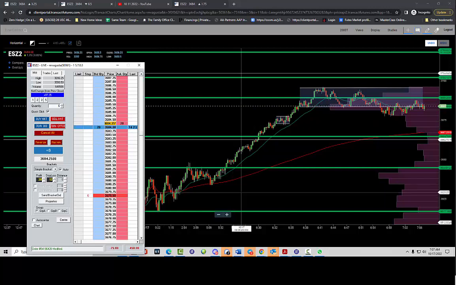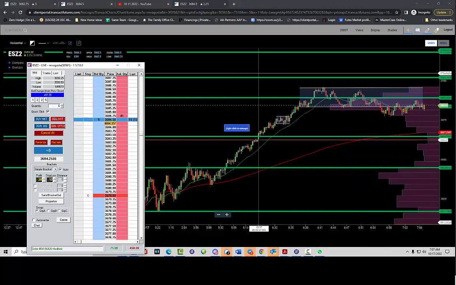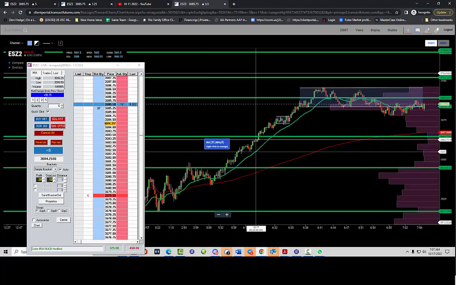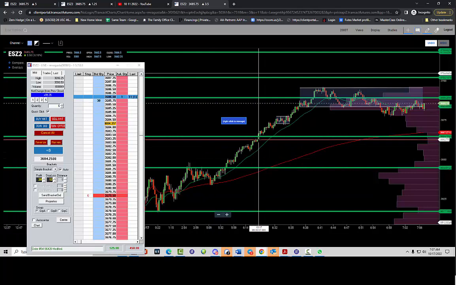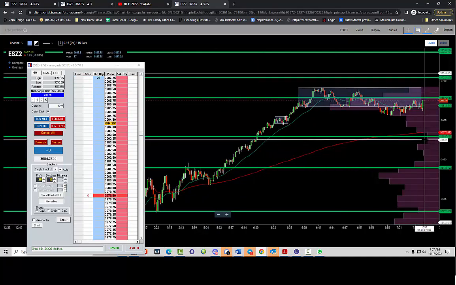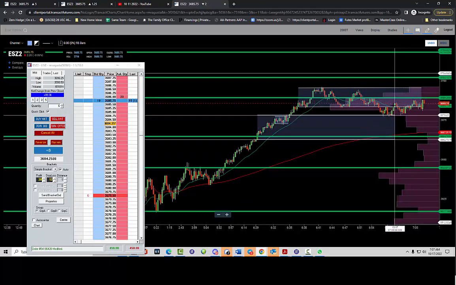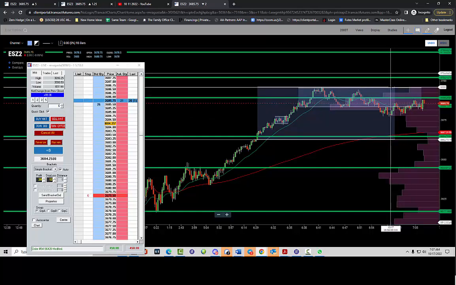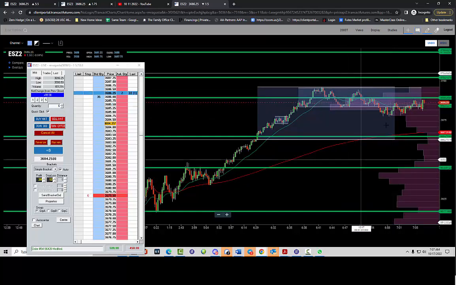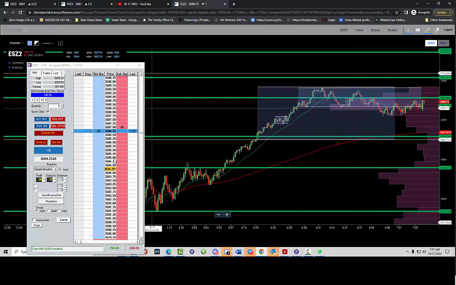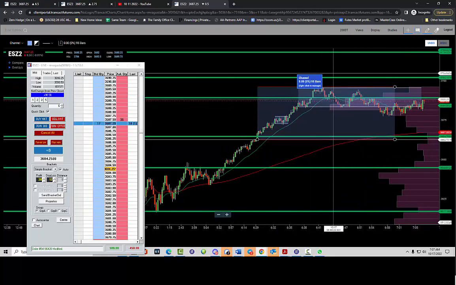A lot of times what I'll do is I will take a drawing tool and just measure about half of the OR. And look at that. Do you see that? I use the 15-minute. So above this, we're leaning bullish. Below it, we're leaning bearish. With these magnets ahead of us.